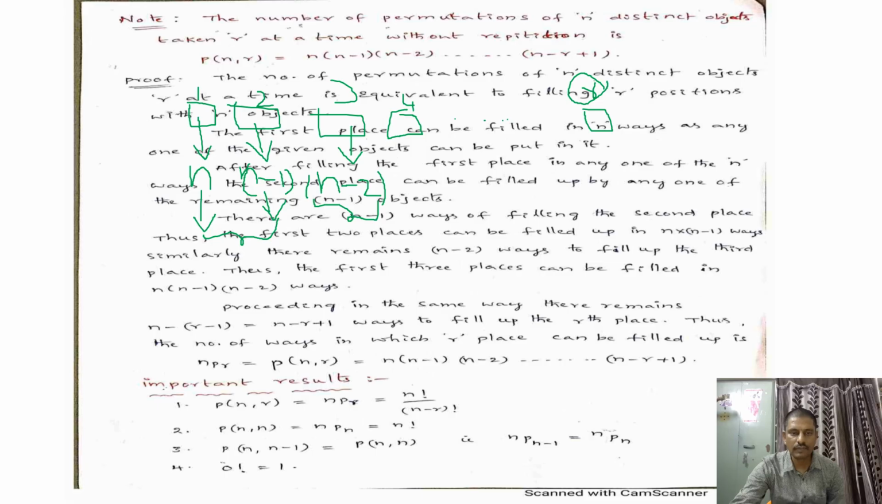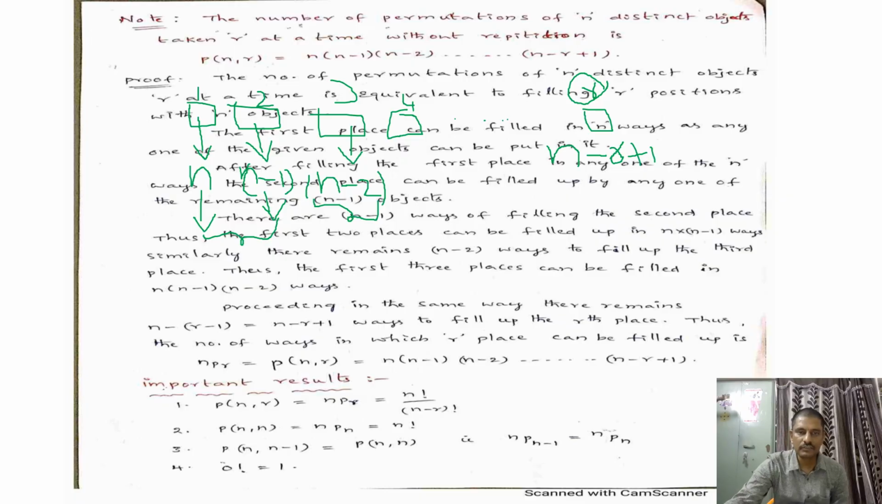So for the first box n, for the second one n minus 1, for the third one n minus 2, for the fourth one n minus 3. Similarly for the rth one n minus r plus 1. For the first one n minus 0, for the second one n minus 1. Second box n minus 1, third box n minus 2. Clear? So for the rth box n minus of r minus 1, which can be written as n minus r plus 1.